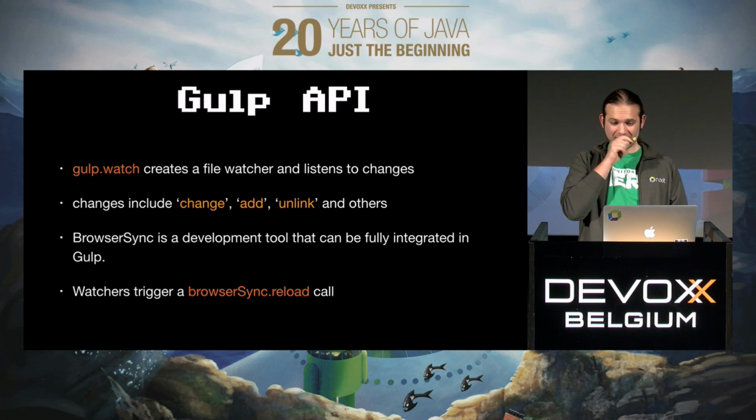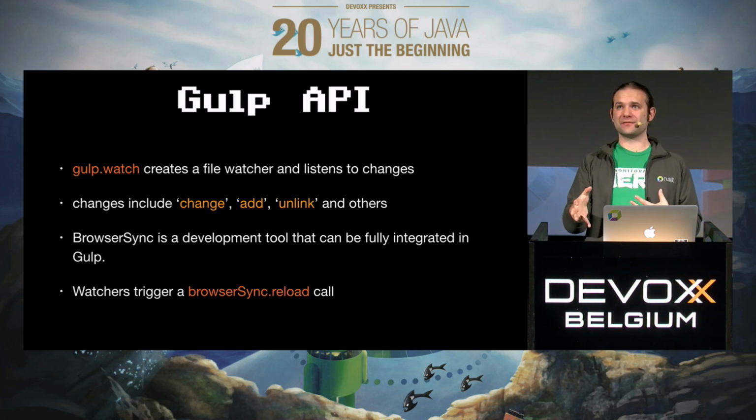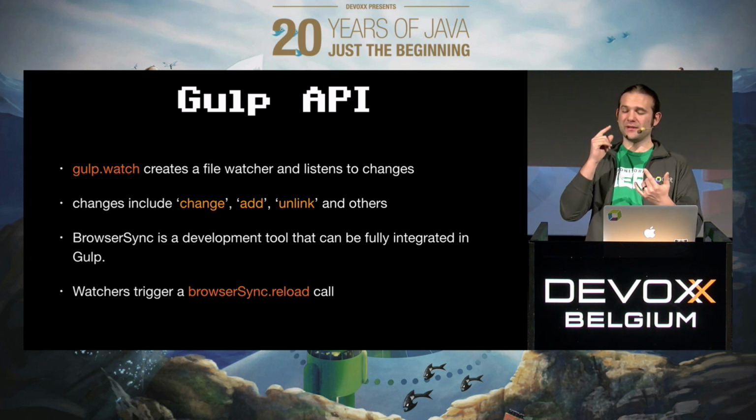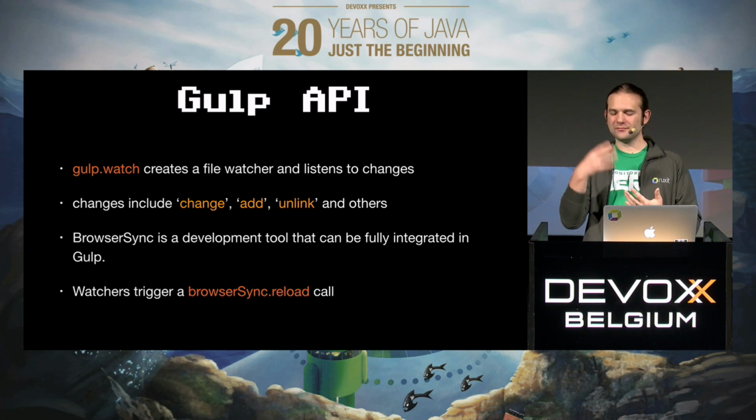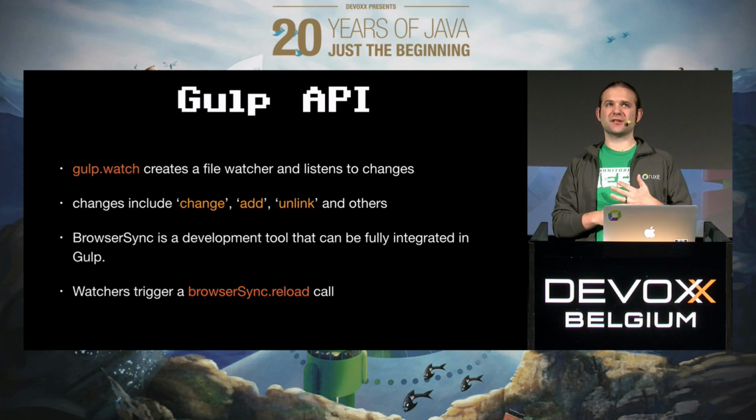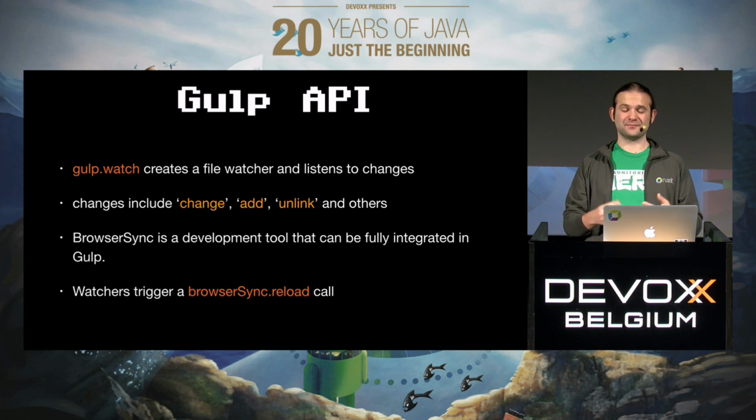Well, Gulp watch creates a file watcher and it listens to changes directly on the file system, which is a great thing. Changes include change, add, and unlink, amongst others. So what you can do here is listen to certain events, like not only if the file has changed, but also if a new file has been added, which is totally important if you want to create new files in your JavaScript application. If a new file gets added, it runs the whole function that you have put in at the end here. And also unlink. Unlink is just another word for deleting files.